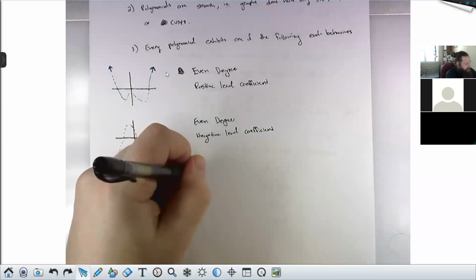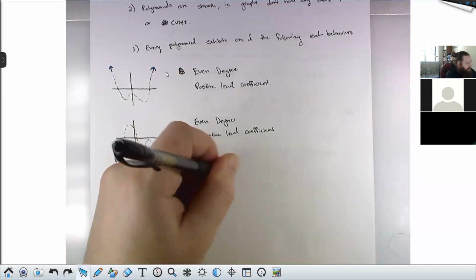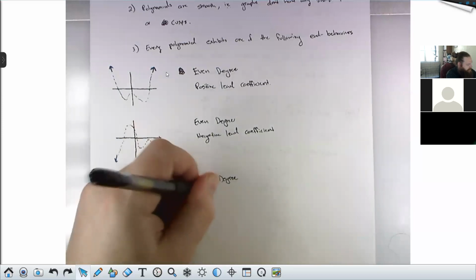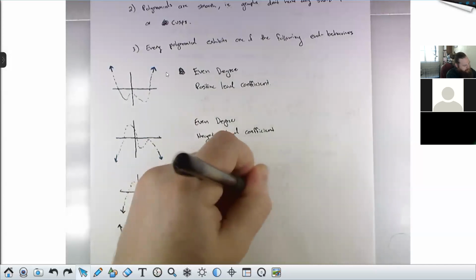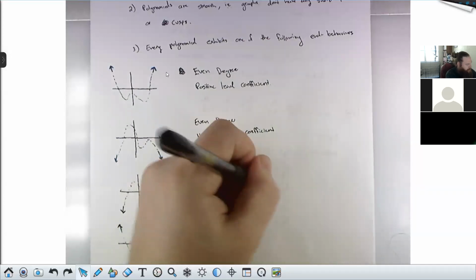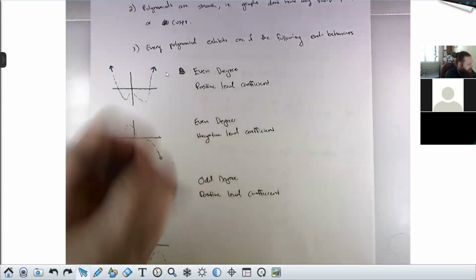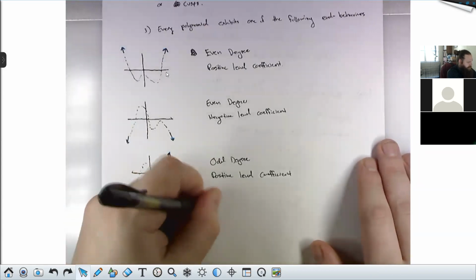This one is an odd degree and positive lead coefficient. I just realized I have the opportunity to embarrass myself for you again today. It's a good section for that. And then the last one here is odd degree, negative lead coefficient.